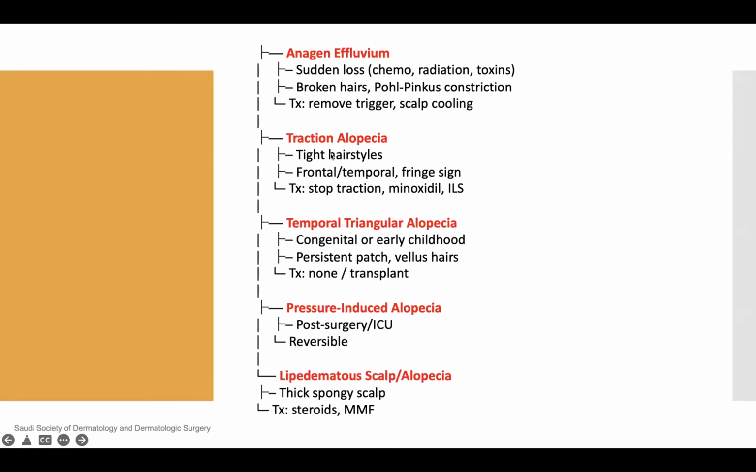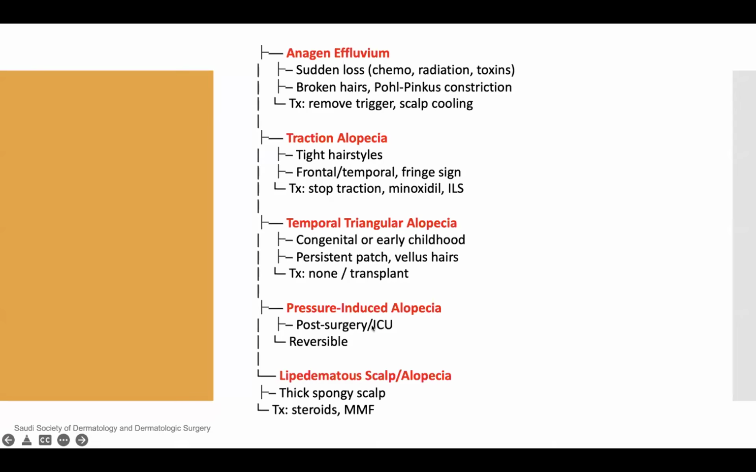Traction alopecia: tight hairstyles, usually in frontal and temporal areas. Don't forget the fringe sign. Treatment: stop the traction, minoxidil, intralesional steroid. Temporal triangular alopecia is congenital, found in early childhood, and persistent, and what we can also find is vellus hair. There is no treatment except for hair transplant. As I mentioned, it's persistent.